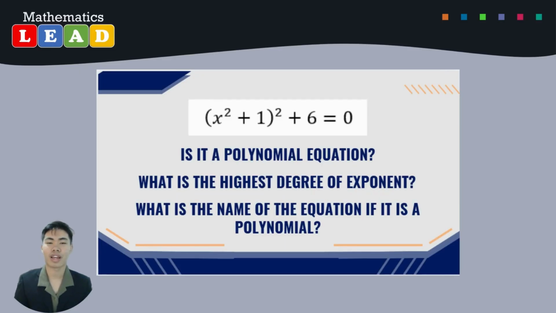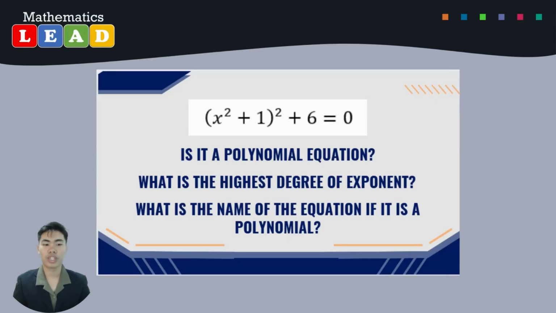If the equation has a fourth degree as its highest degree of exponent, what is the name of the equation? Very good. It is a quartic polynomial.